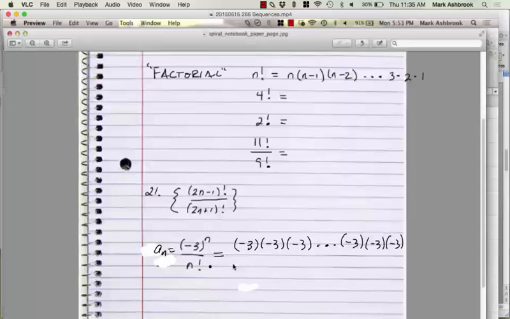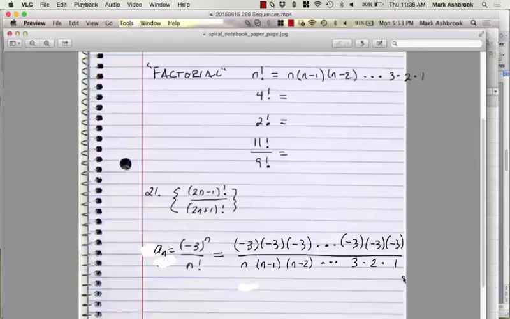We got n of those. How many factors are there in the bottom? n factorial. How many factors does n factorial have? There's n. Right, because 7 factorial would be 7 separate factors. N factors. N, and what's the next one? n minus 1, n minus 2, all the way down to n minus 3, 2, and 1.